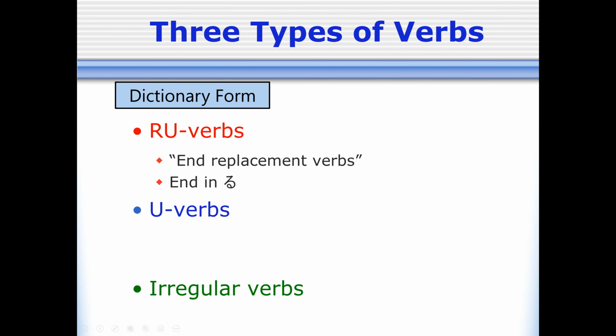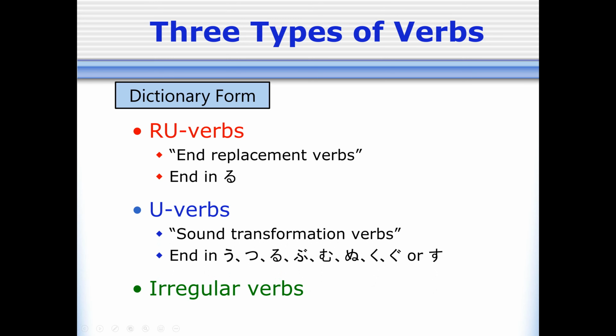Like we talked about before, ru verbs are verbs where we replace something at the end of the verb. All of these verbs will end in ru. We also have u verbs. These are verbs where when we do something to them, we have to change the sound at the end. And these verbs can end in u, tsu, ru, bu, mu, nu, ku, gu, or su. I know that we'd said ru verbs were a category. Some of our u verbs can end in ru. So once again, those are the ones that end in, for example, aru, oru, uru.